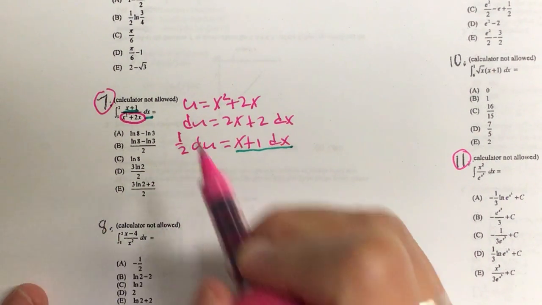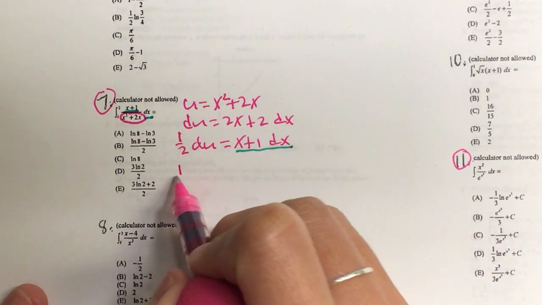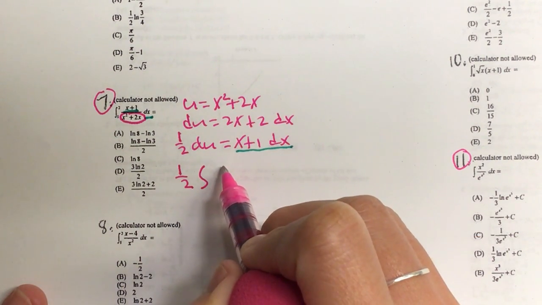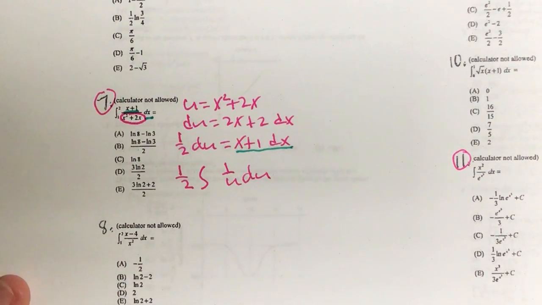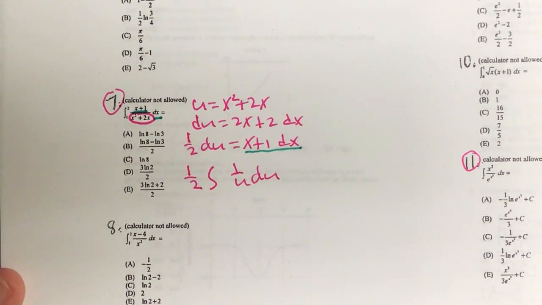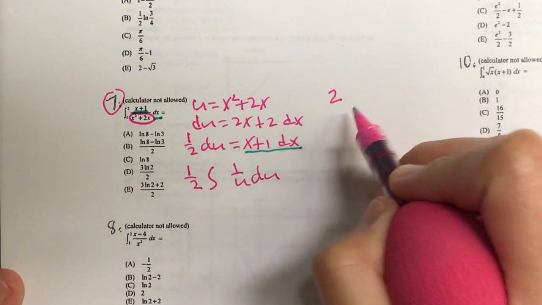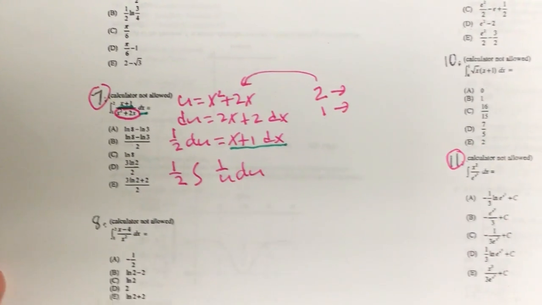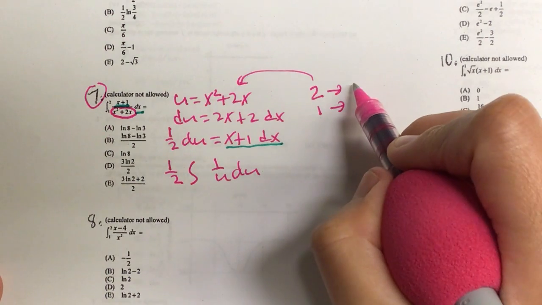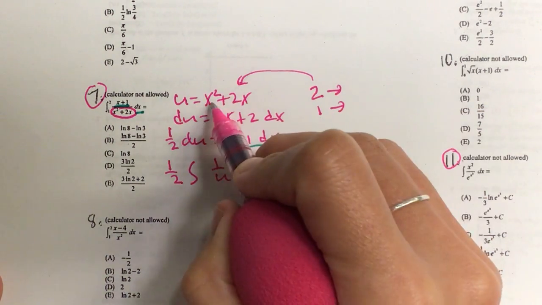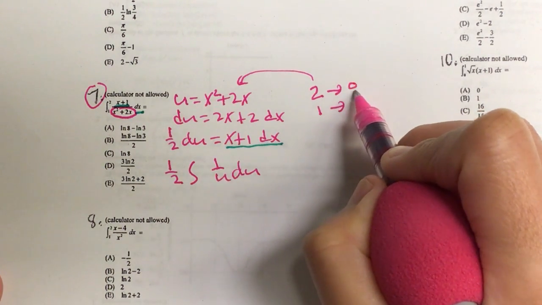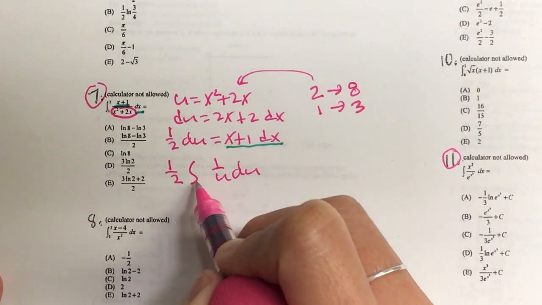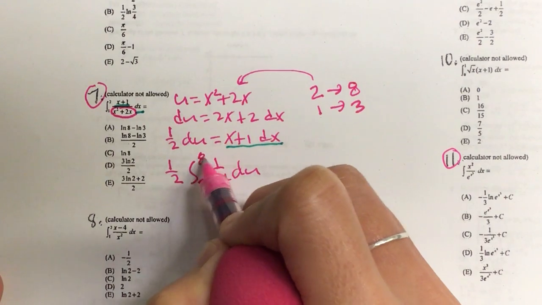The 1/2. So I'm going to kick out the 1/2. Then we have the integral, and we have 1 over u du. I do want to change our value as well. If the initial value was 2 and the 1, and I plug it into this equation, what is my new bound for the upper bound? Plug in 2 and 2, we get 8. Plug in the 1 and we get 3. So my lower bound is 3 to 8.